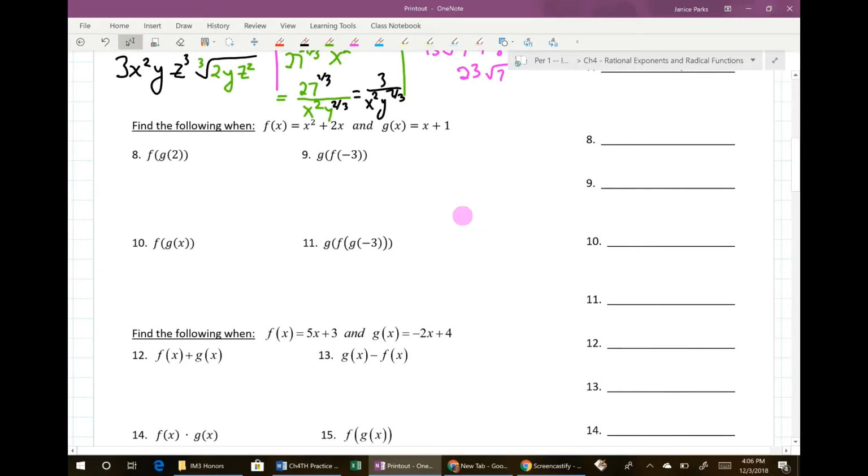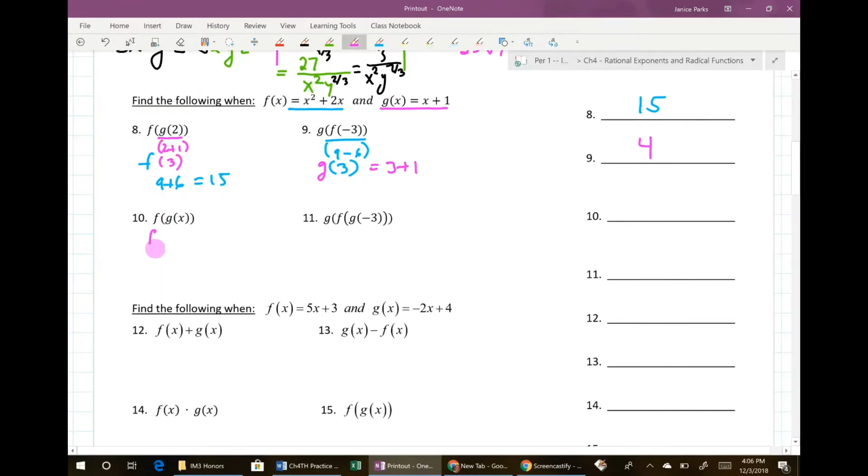For number 8, you're doing f of g of 2, so you've got to plug 2 into the g of x equation. So that's going to give you 2 plus 1, which is 3. And then you have to plug 3 into the f of x equation, so that's going to give you 9 plus 6, which is 15. For number 9, you're going to plug negative 3 into the f of x equation. That's going to give you 9 minus 6, which is 3. And then you're going to do g of 3, which is going to be 3 plus 1, which is 4.